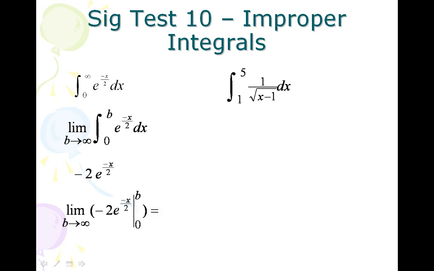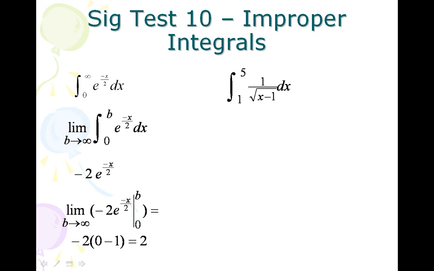Now I want to evaluate it. So I look at the limit as b approaches infinity of negative 2 e to the negative x over 2 going from 0 to b. So I do my upper limit first. As b goes to infinity, I get negative 2 times, I'll keep that separate, e to the negative infinity. Well, as that goes to negative infinity, it approaches 0. Then I do minus e to the 0. E to the 0 is 1. So I get negative 2 times 0 minus 1. That gives me a positive 2.